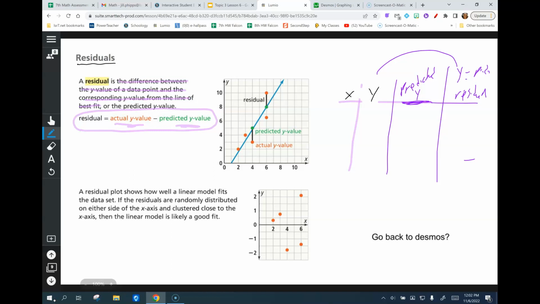Now, a residual plot shows how well a linear model fits the data set. If the residuals are randomly distributed on either side of the x-axis and cluster close to the x-axis, then the linear model is a good fit.